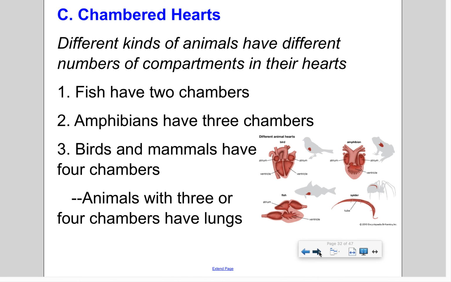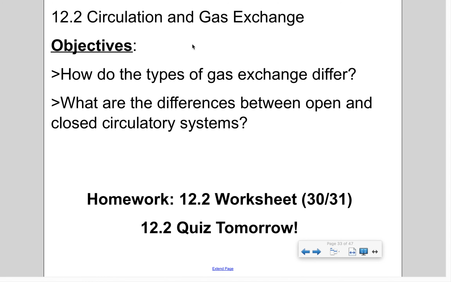All right, so that does it for section 12.2. You have to complete the rest of the 12.1, 12.2 worksheet. That's due tomorrow. Tomorrow you're going to take a quiz on 12.1 and 12.2. Make sure you focus mostly on vocab words and the different ways that organisms take in oxygen. Make sure you know the difference between an open circulatory system and a closed circulatory system.